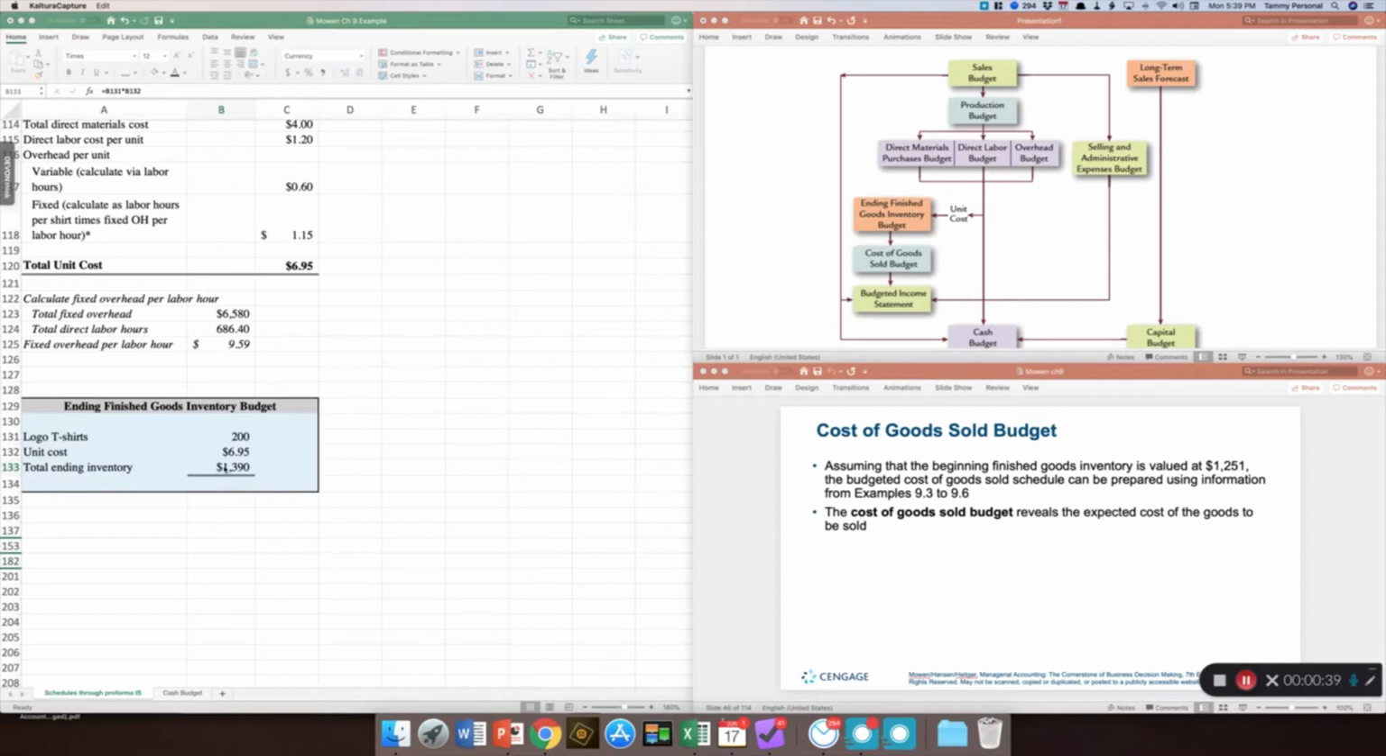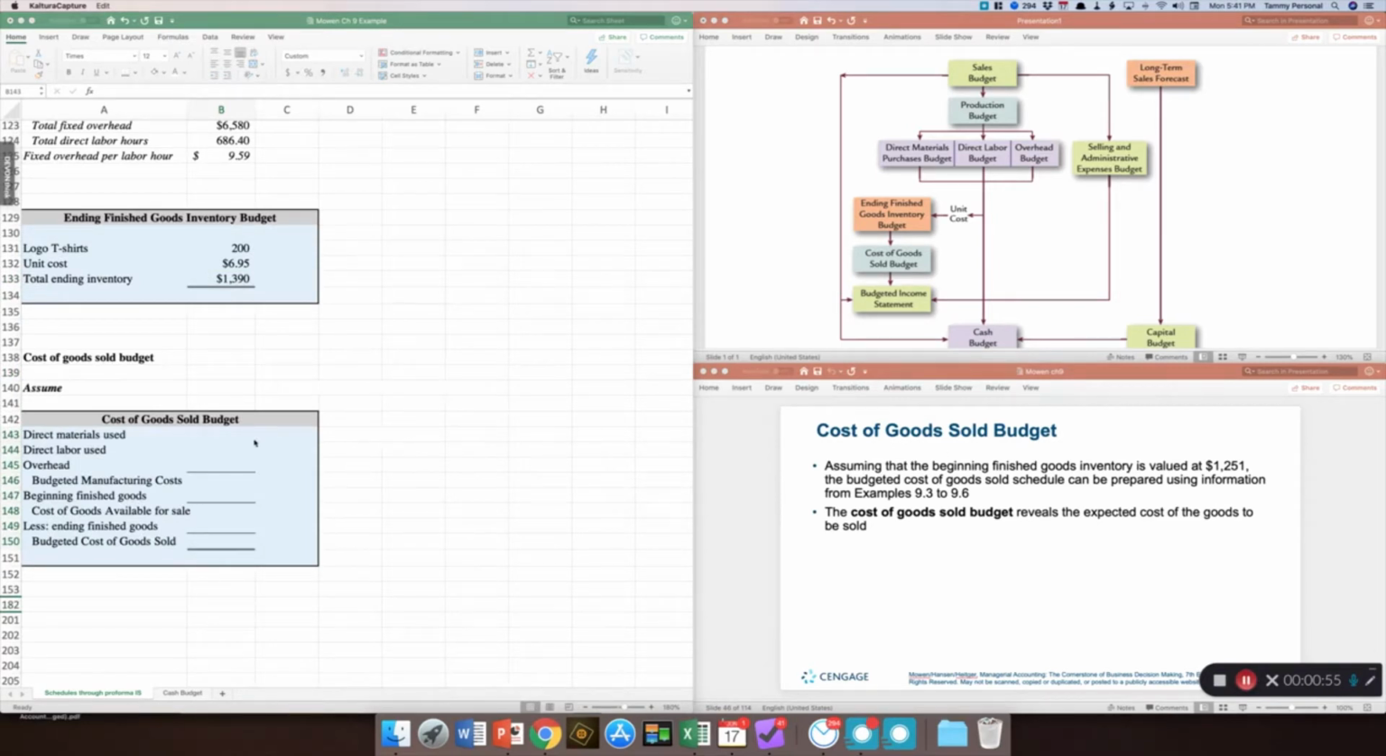Now, we figured out, remember, that our ending inventory was worth $1,390, and we are going to assume that our beginning finished goods inventory is valued at $1,251.